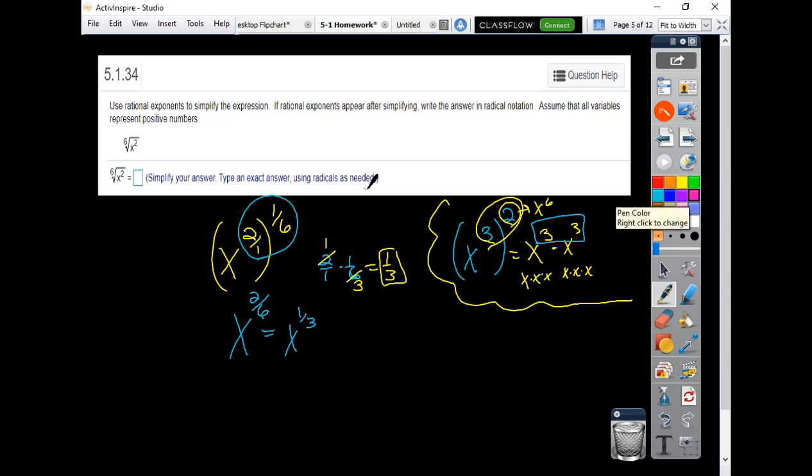Then in this problem, it again says enter that as radicals. So what does x to the 1/3 power mean? It means the cubed root of x. So that would be what I would get for my final solution there on 5.1.34.